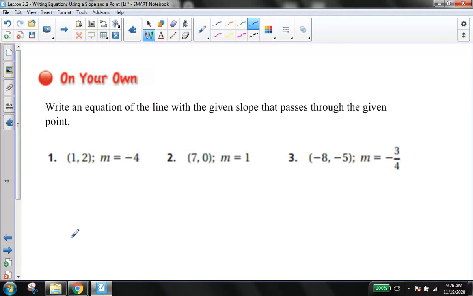Okay, so right now I'm going to have you guys try out these 3 problems, and you're going to be typing your answers into Edpuzzle to see if you came up with the correct answers.